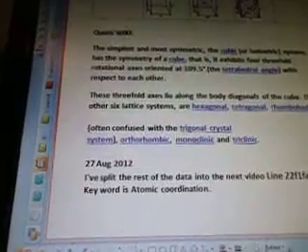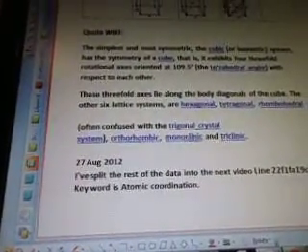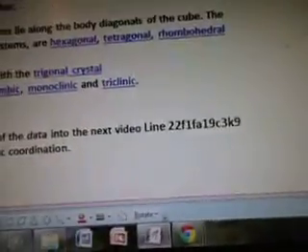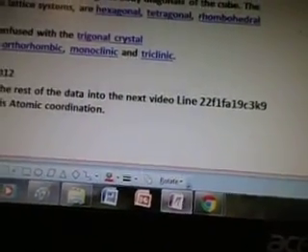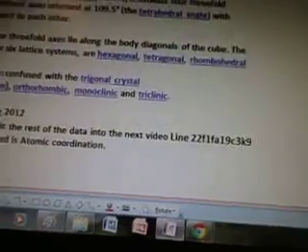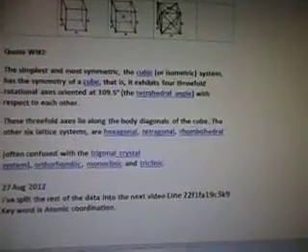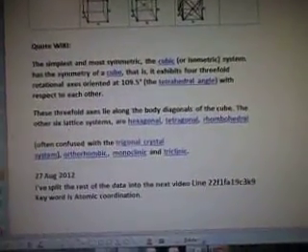August 27th. I've split the rest of the data into the next video, line 22f1fa19c3k8. Keyword is atomic coordination, because I didn't want the video to be too long, okay? So you have to go to the next one to see the rest of what this has to say.